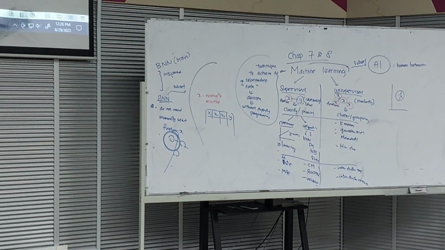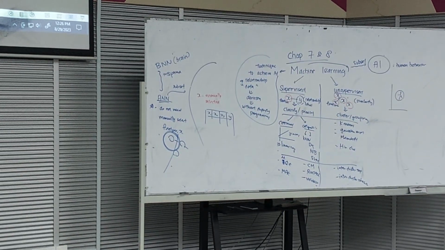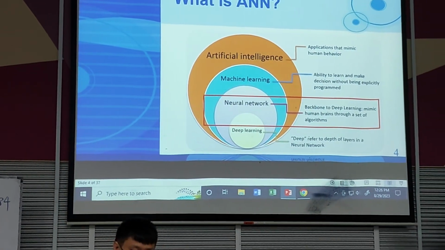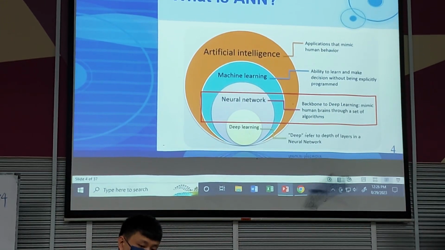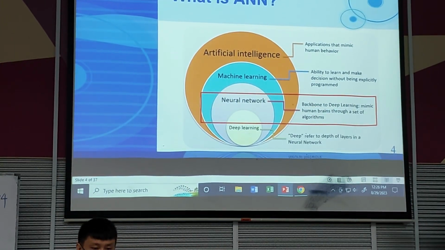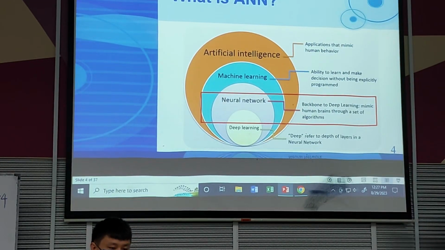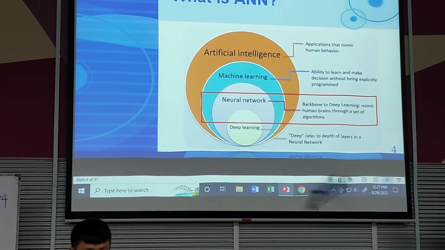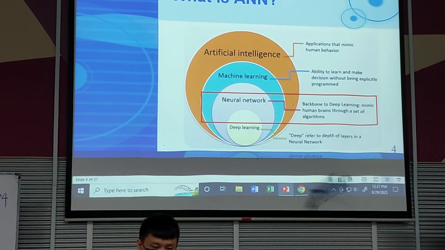Okay? So this is, I think, the big picture of what machine learning, neural networks and deep learning are. AI, as I mentioned, is any application that has human behavior. Machine learning is just a technique to achieve AI, using a lot of data and some algorithm to find the relationship. Neural network is a subset of machine learning. And lastly, deep learning is another subset of neural networks.